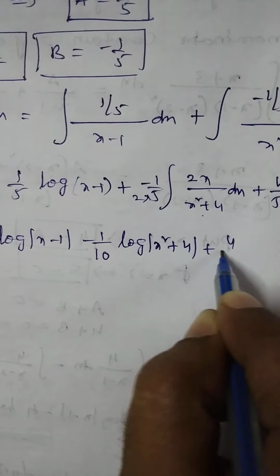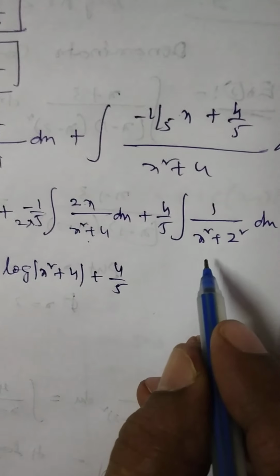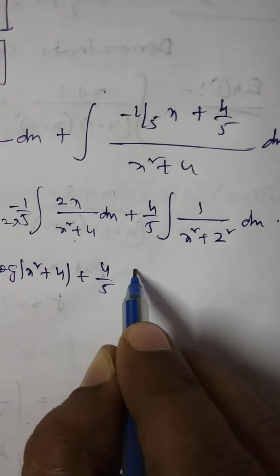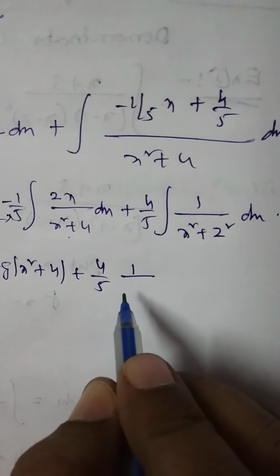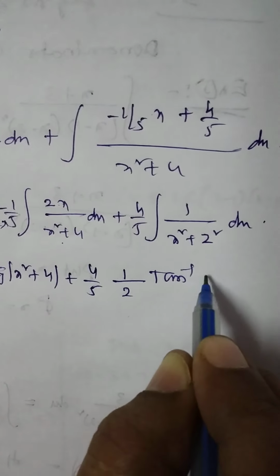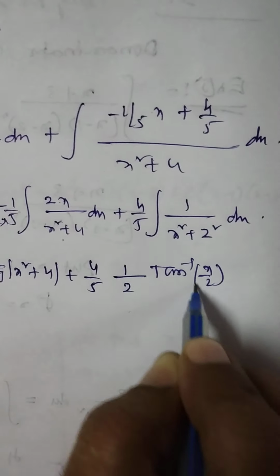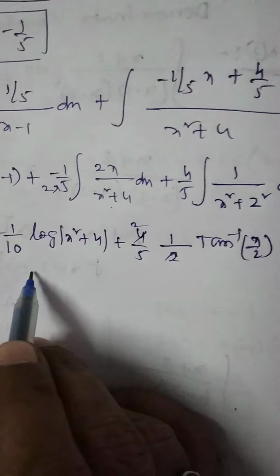Plus 4 by 5 into, if the integration is in the form of 1 by x square plus a square, I told you the formula, what is the formula? 1 by a into tan inverse of x by a, that is x by 2 plus c. So 2 here, 2 times. So this is the final answer.